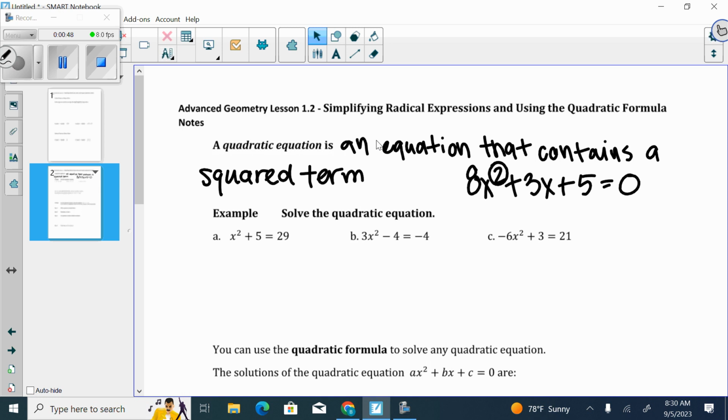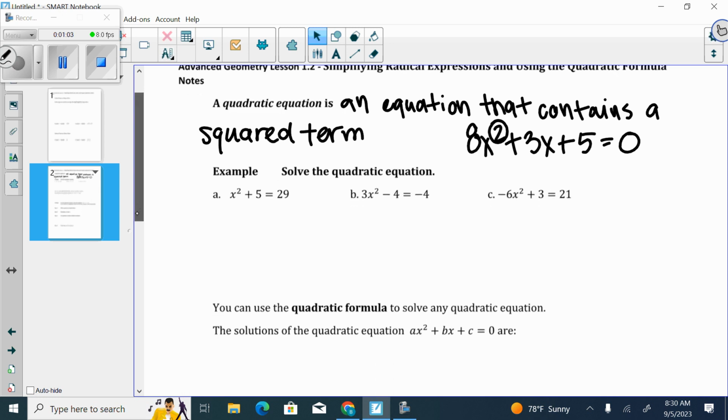This is what makes it a quadratic equation. It could have more terms, it could have less terms, but as long as it has a term with an exponent of 2, it's a quadratic. All right, so first they ask us to solve examples A, B, and C.